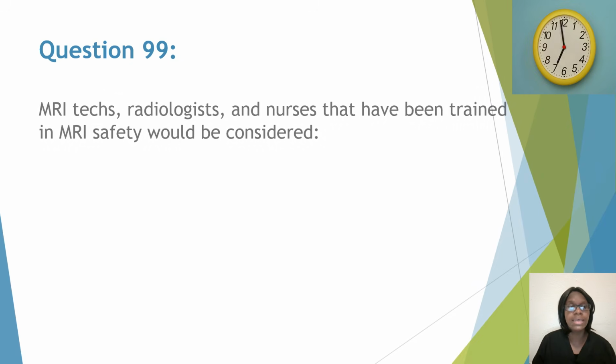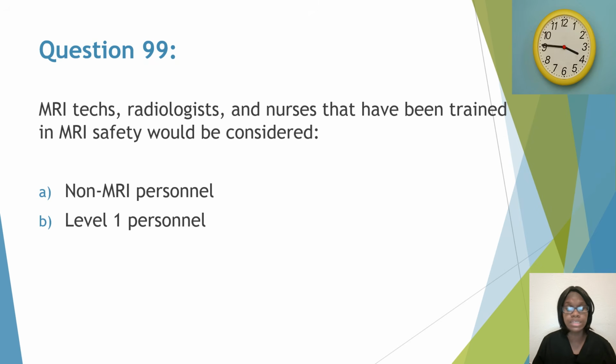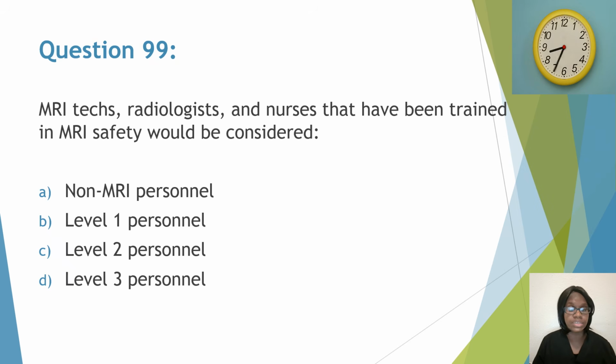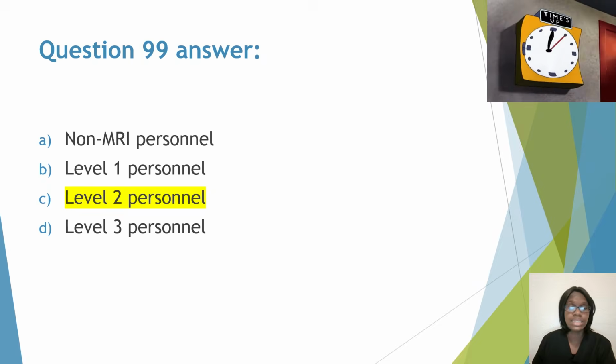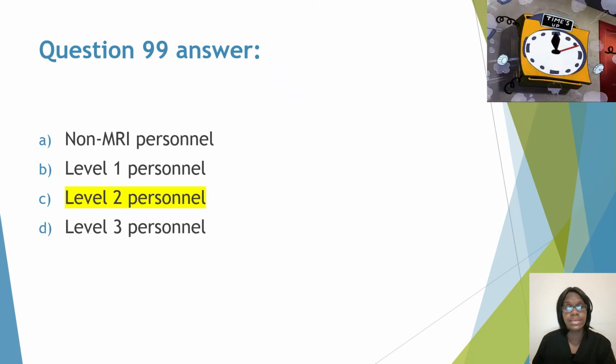Question 99. MRI techs, radiologists, and nurses that have been trained in MRI safety would be considered: A, non-MRI personnel. B, level 1 personnel. C, level 2 personnel. D, level 3 personnel. All right, the correct answer is C, level 2 personnel. Last question.